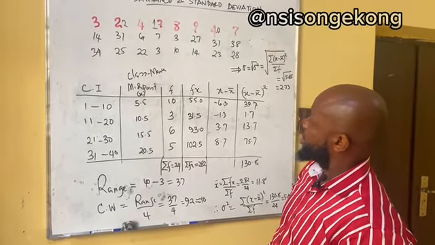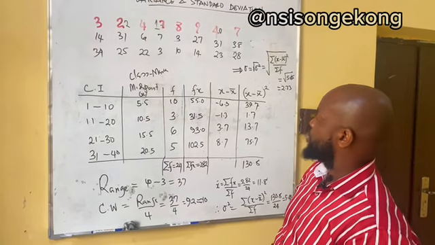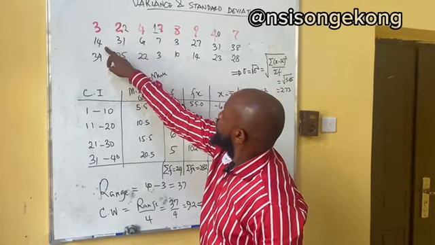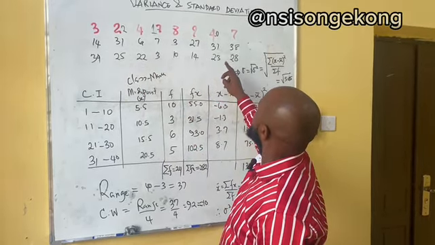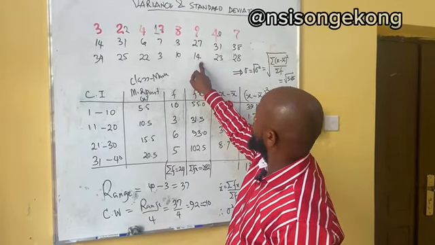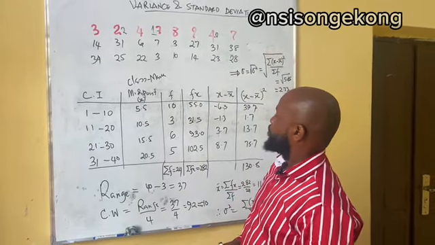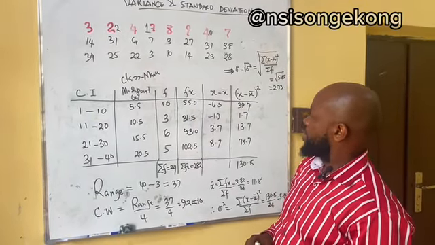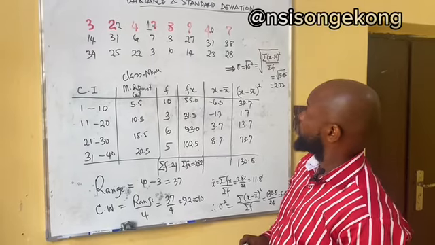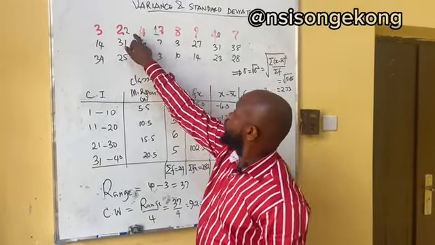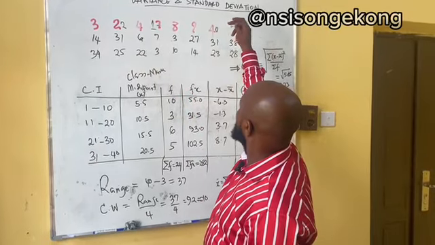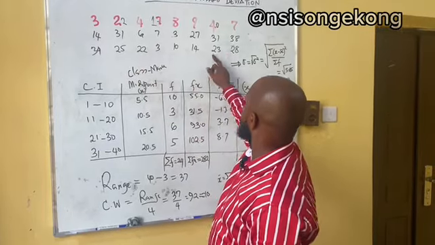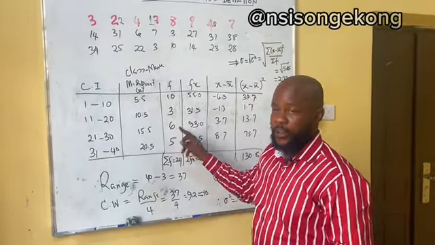So we go back to the data set again and count the numbers that fall between 11 and 20. We have 1 here, 2 here, 3 here, just 3 of them. So that's why we have these 3 here. We go back to the data and count the number of data points that fall between 21 and 30. We have 1, 2, 3, 4, 5, 6. That's why we have this 6 here.